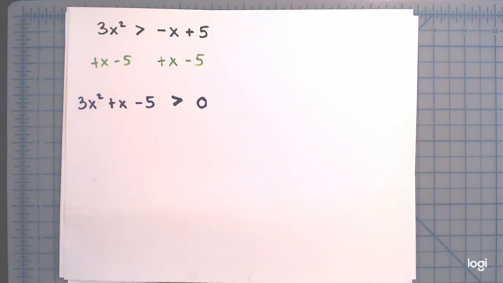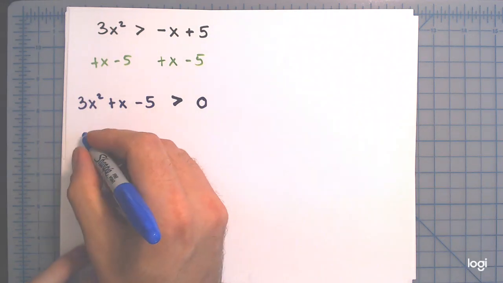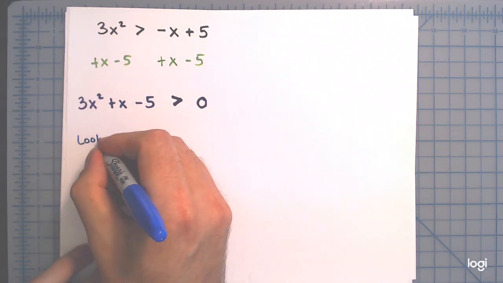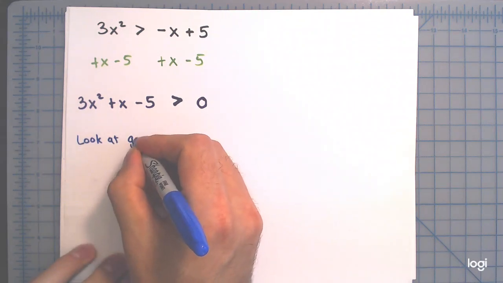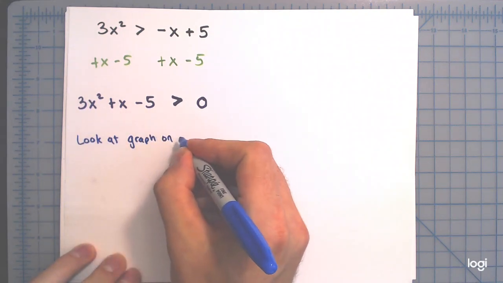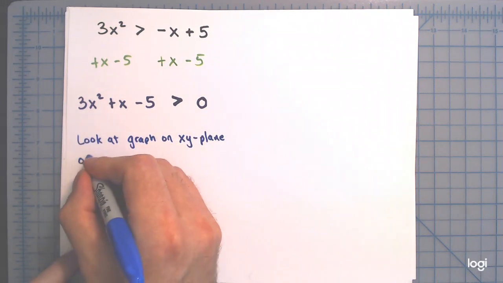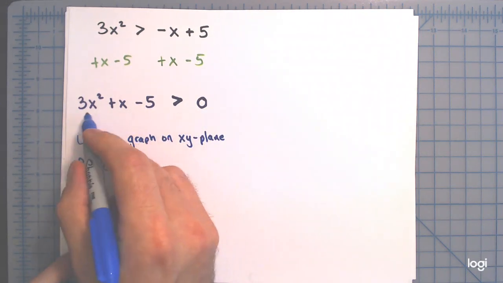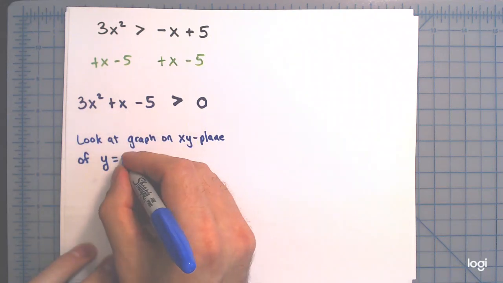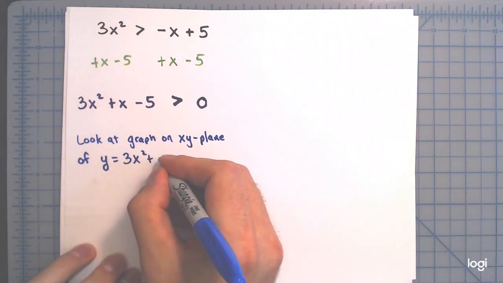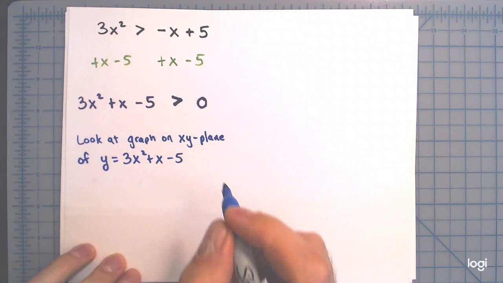Now we're going to look at the graph on the xy plane of y equals this quadratic polynomial. y equals 3x squared plus x minus 5.